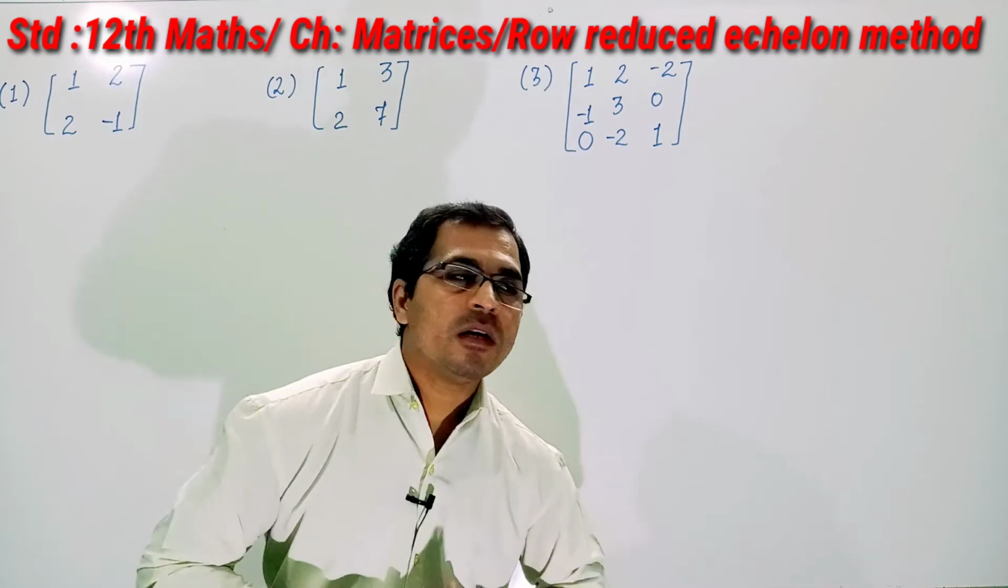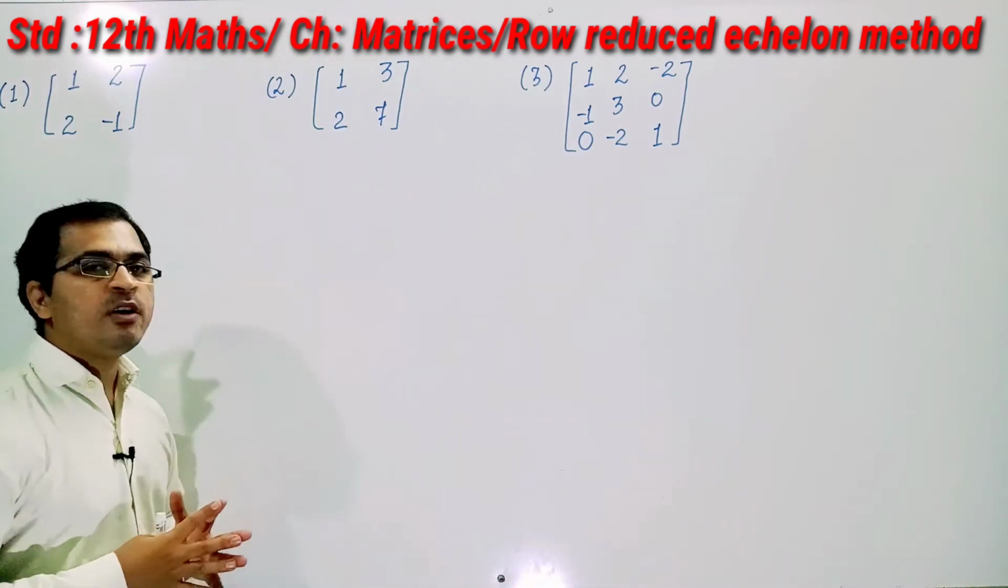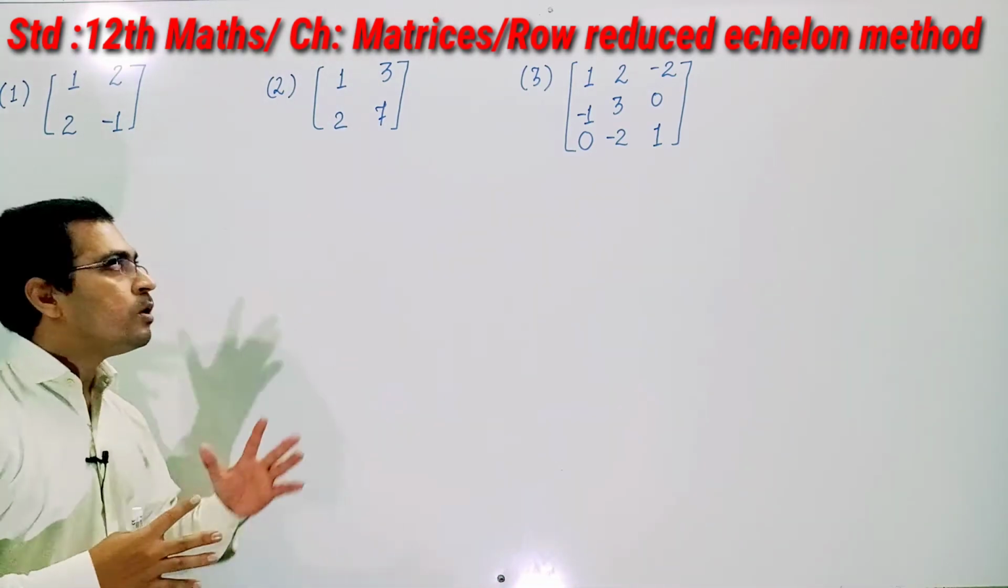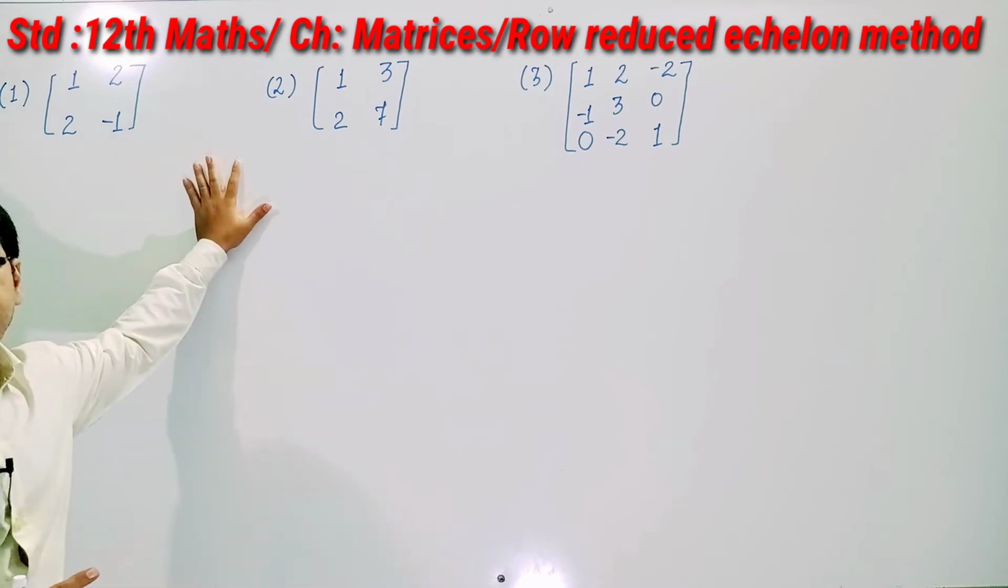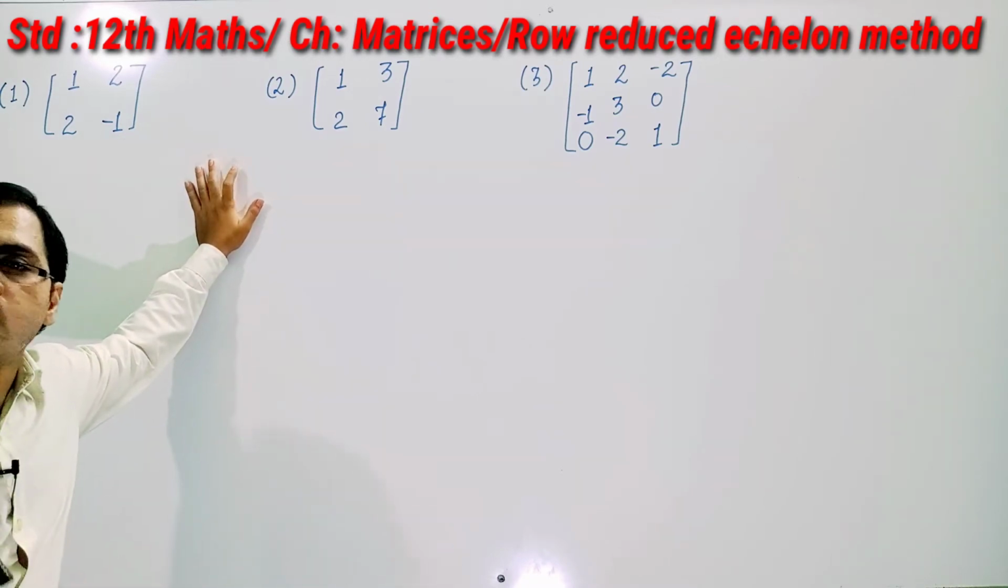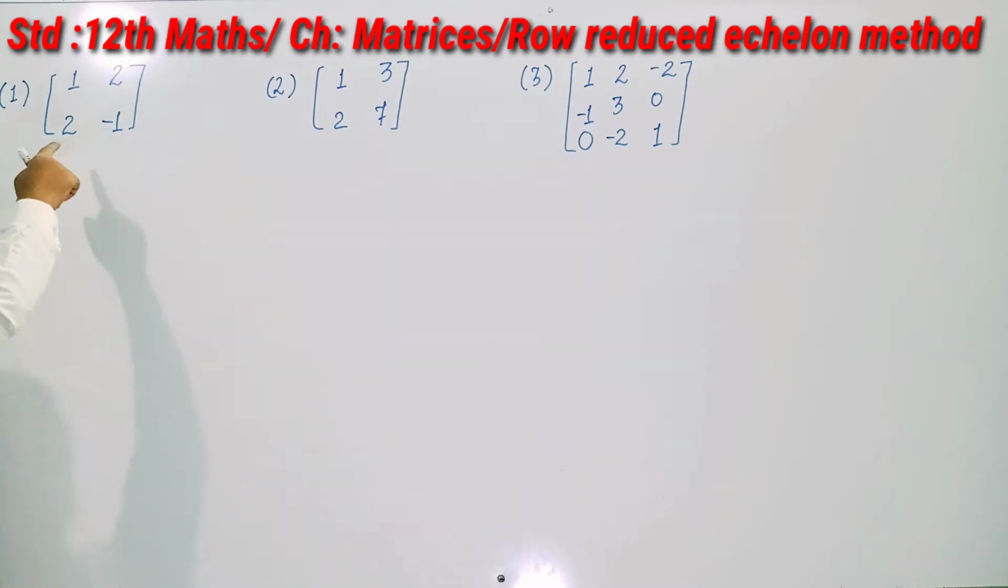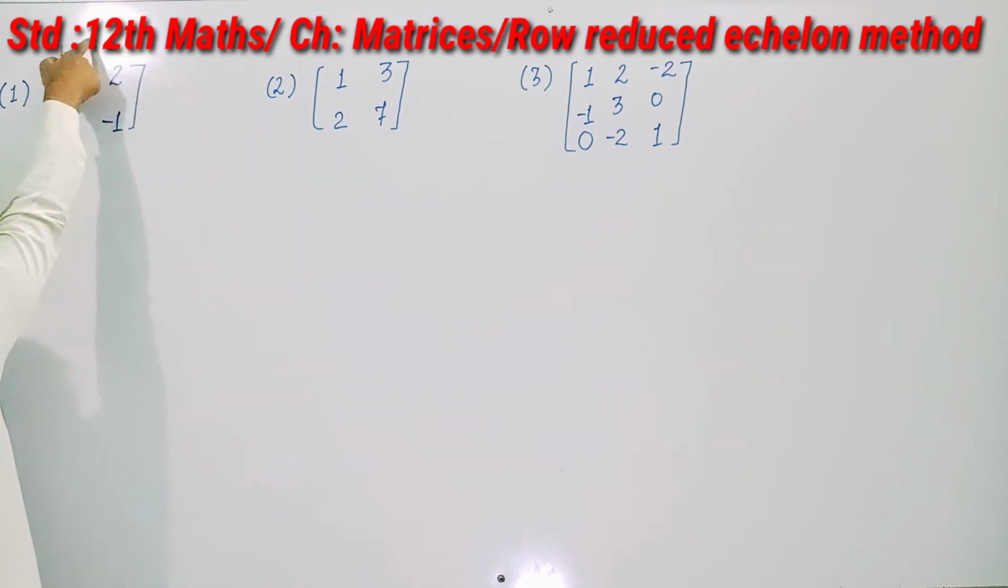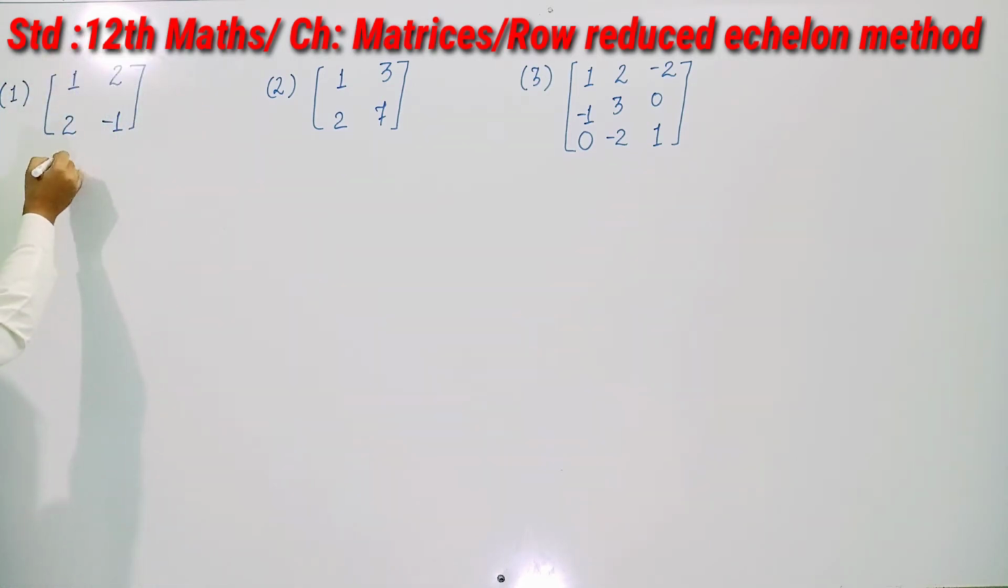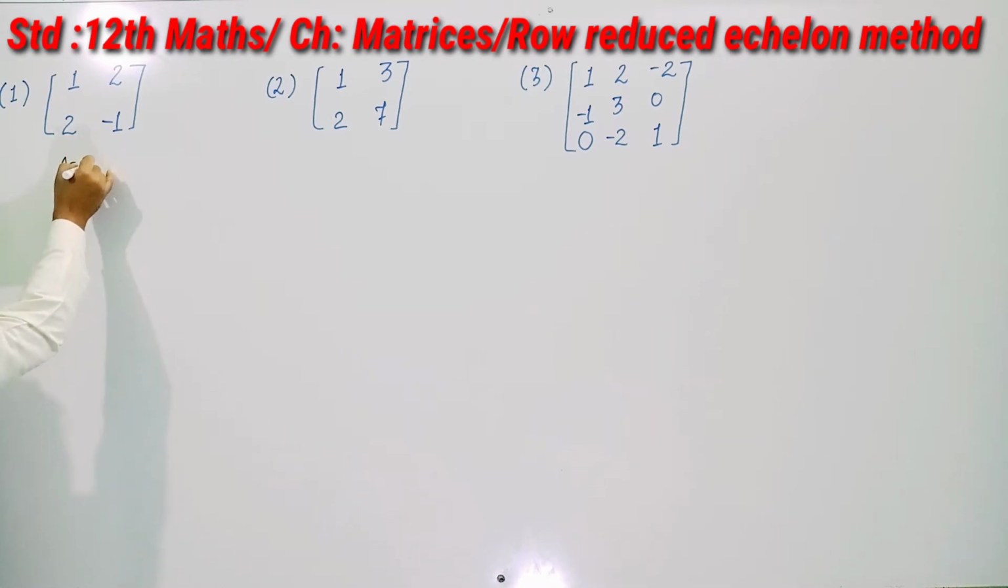Okay students, here you can see that in today's video lesson we have taken three examples. We will find out A inverse, means inverse of this matrix, by row reduced echelon method. Okay students, this particular matrix we can name it A, and this matrix can be written as I into A. Okay students, if a particular matrix is multiplied by an identity matrix, again we get what?